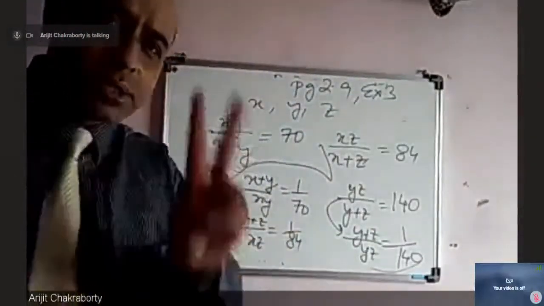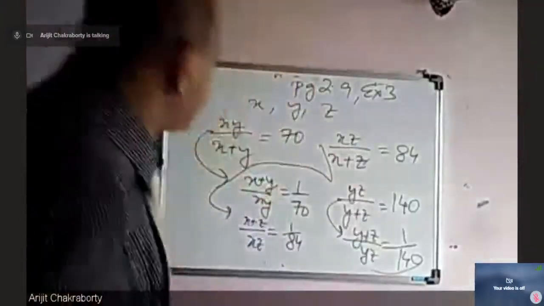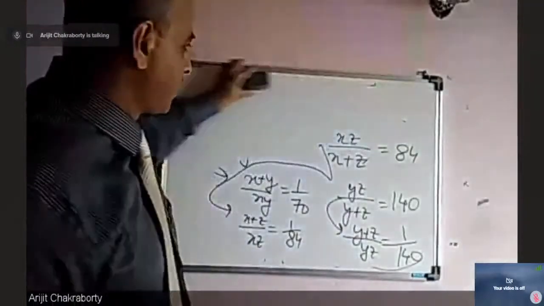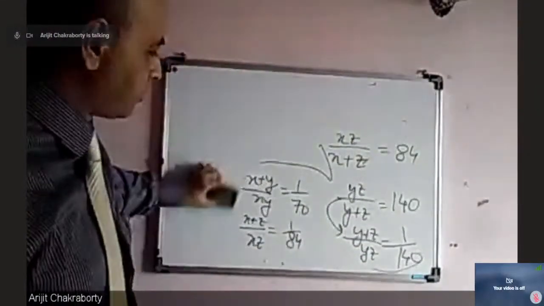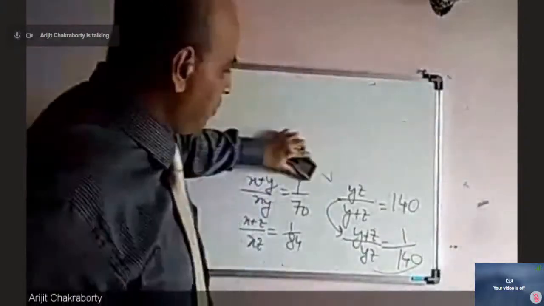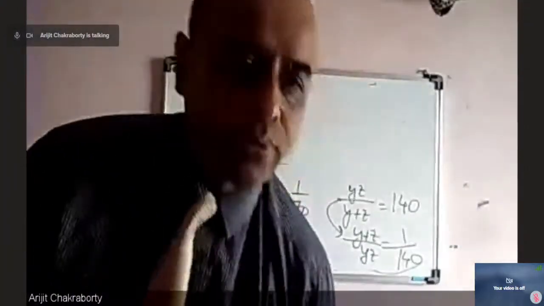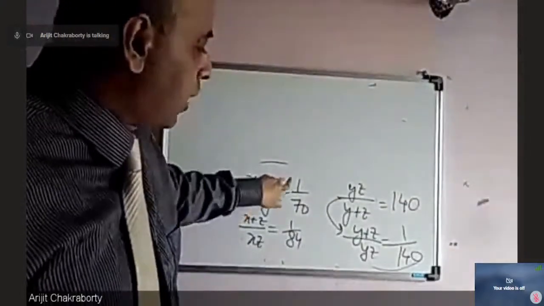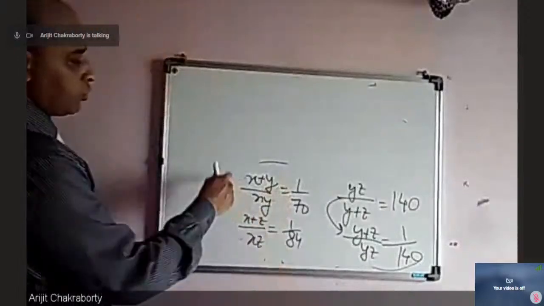Now step number 2. I'm just running this part so that we can understand the second step. So what shall we do with this equation now? We have got 3 equations now. We have inverted the original equations. So we have (x + y)/xy equal to 1/70. What do we do with this?